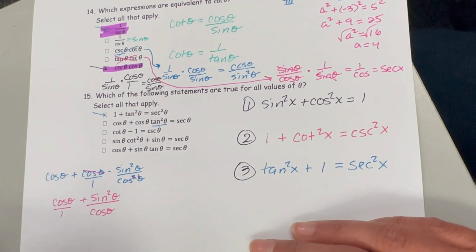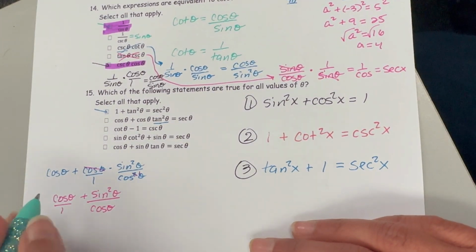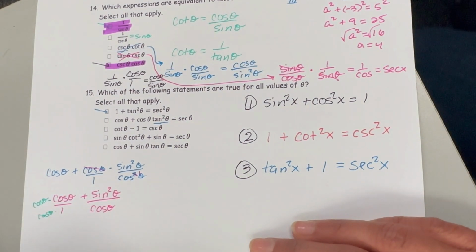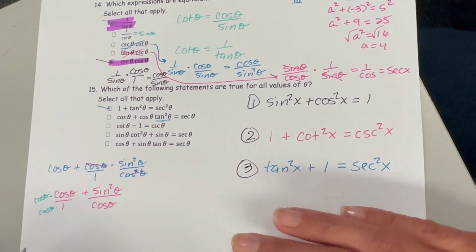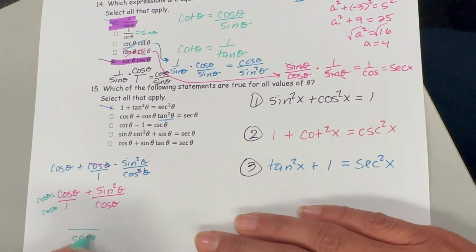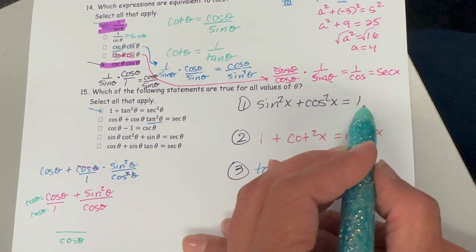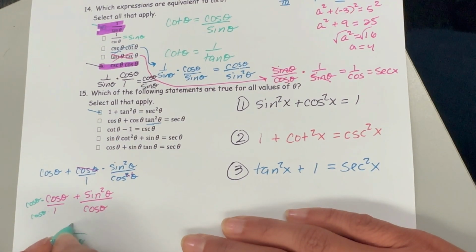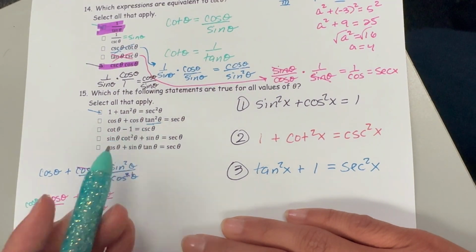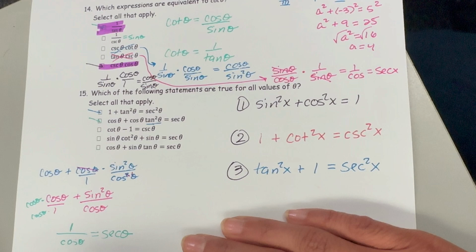Make that cosine a fraction because we're adding, so we have to get a common denominator. It needs to be a cosine, so I've got to multiply it bottom and top, because whatever we do to the bottom, we've got to do to the top. Cosine times cosine is cosine squared. All right, so my common denominator is cosine. When I add these, I'm going to have cosine squared plus sine squared. Well, sine squared plus cosine squared equals 1. So I can switch that out for a 1, and 1 over cosine does equal secant theta. So this one is true, so I can check mark it.